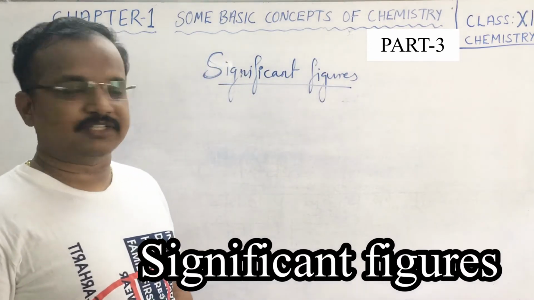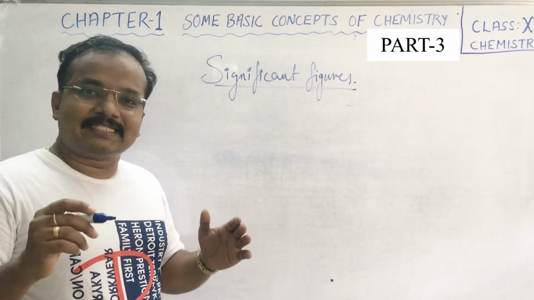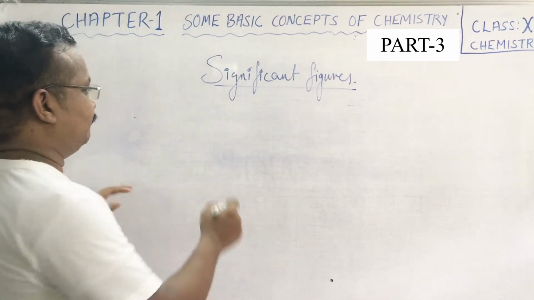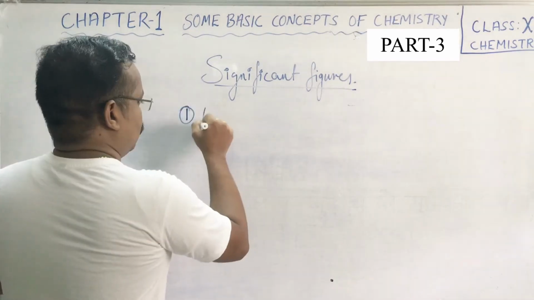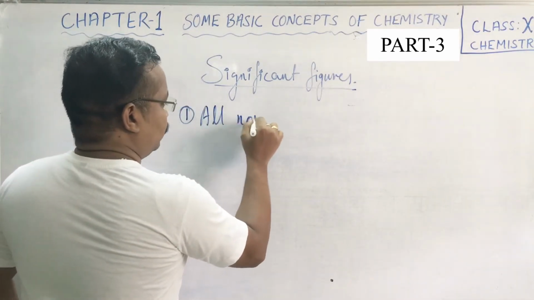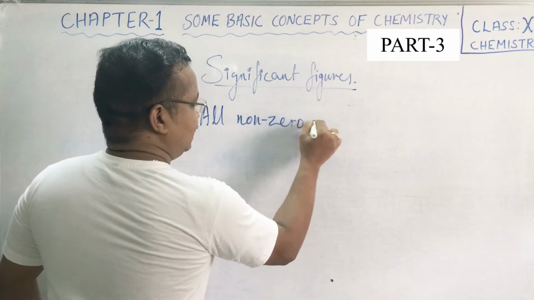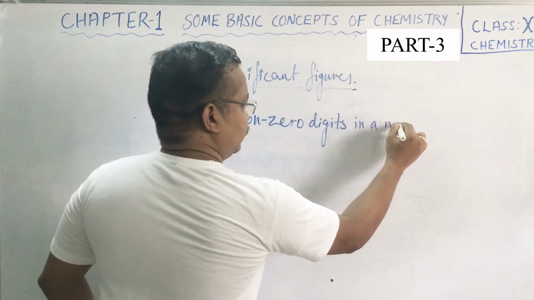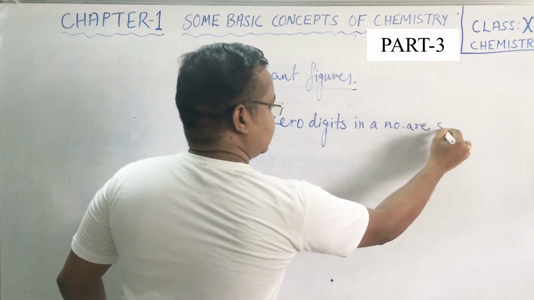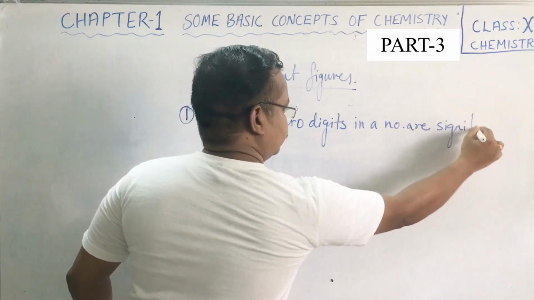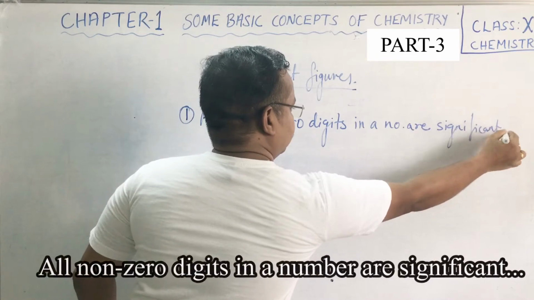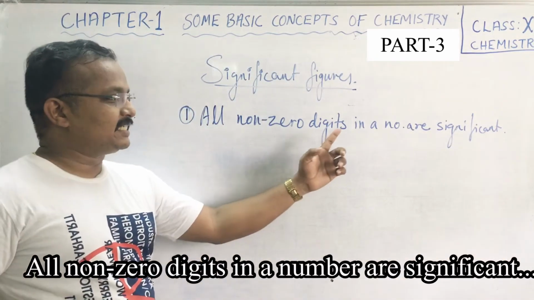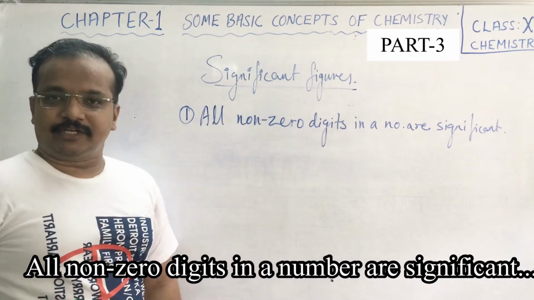Significant figures. Students, there are some rules to calculate significant figures. The first one is: all non-zero digits in a number are significant. This is the first rule. All non-zero digits in a number are significant.